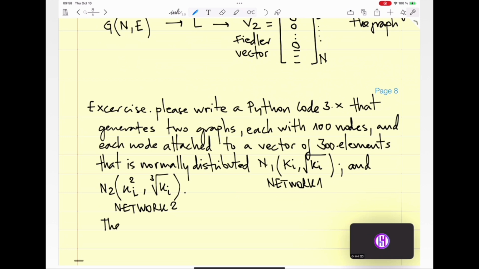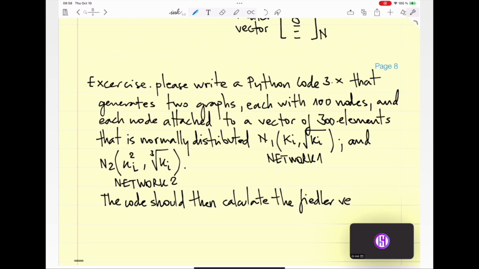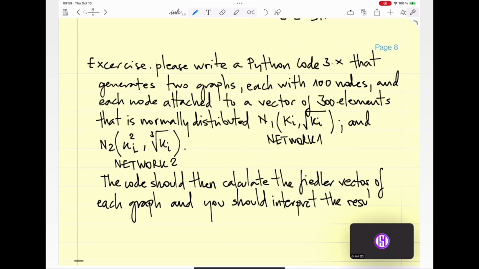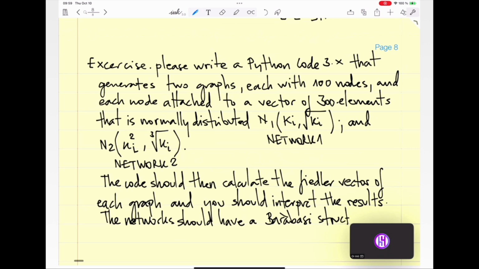The code should then calculate the Fiedler vector of each graph and you should interpret the results. The networks should have a so-called Barabasi structure with gamma or exponent degree 2.4.